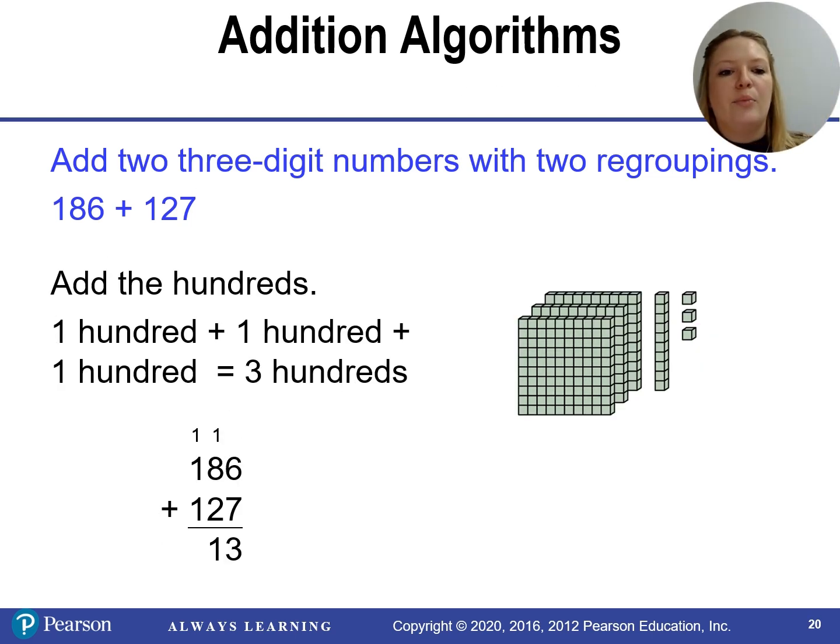And then finally, when I go to add my hundreds place, I don't have any regrouping left to do. All I have to say is I have 1 hundred from 186, 1 hundred from 127, and 1 hundred from regrouping. So I have 1, 1, 1 hundred, 3 hundreds. So I can write 3 hundreds. So my total is 313.